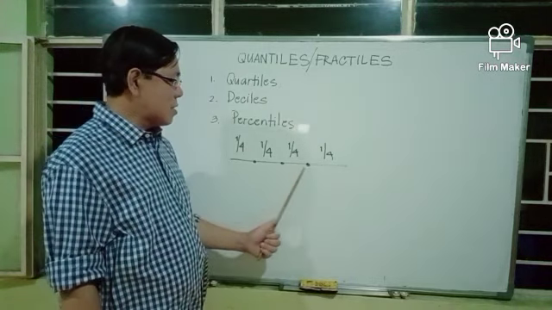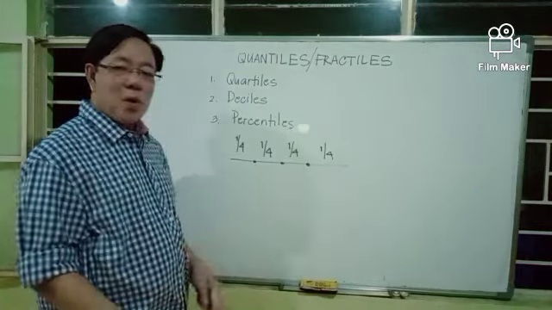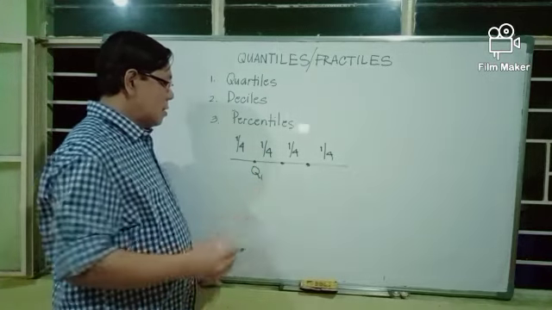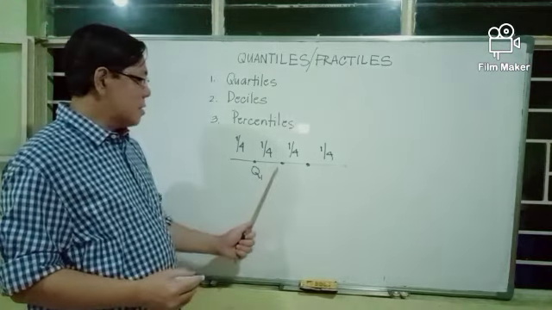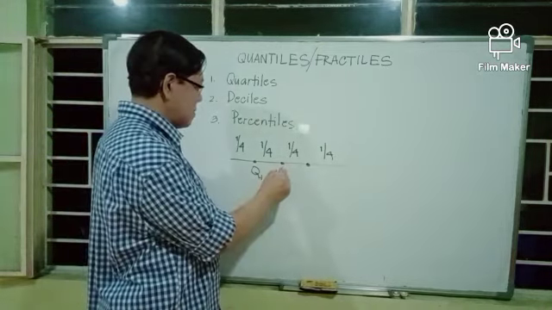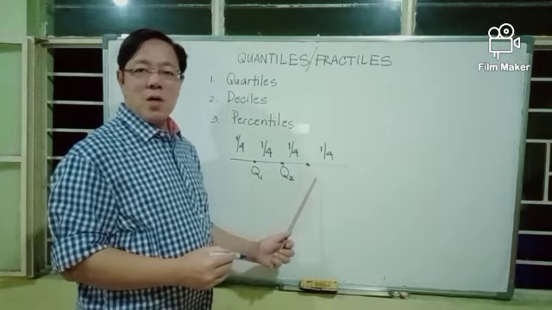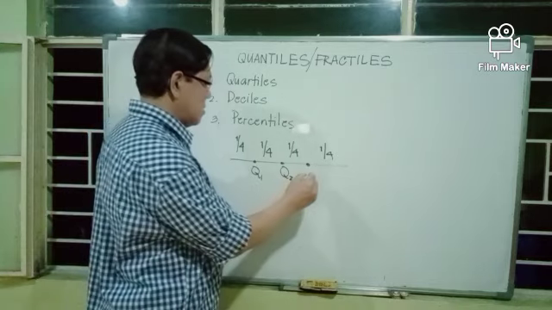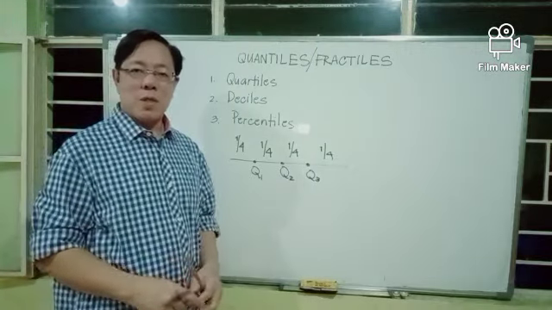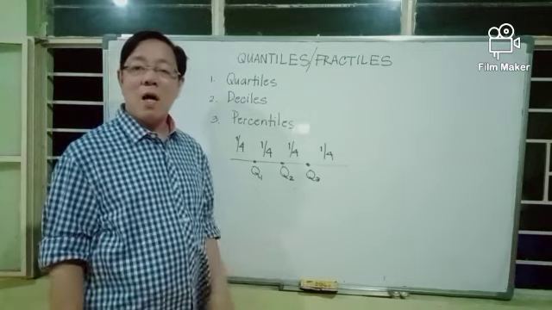Now these 3 points are known as the quartiles. The first point is the first quartile, denoted by Q sub 1. The second point is the second quartile, denoted by Q2. And the third point is the third quartile, denoted by Q3. These quartiles, Q1, Q2, Q3, are values.